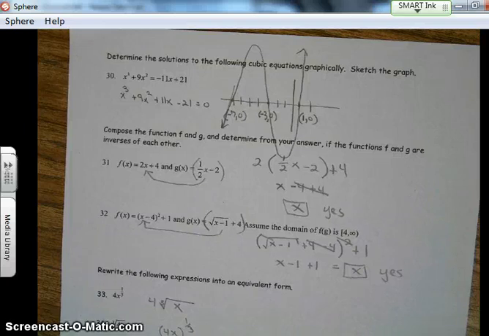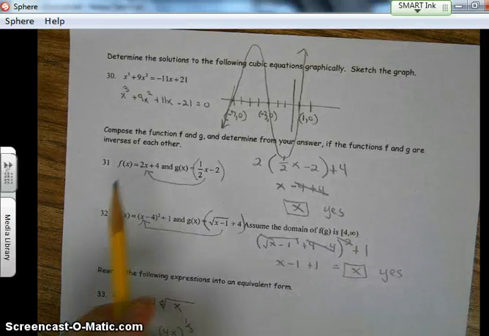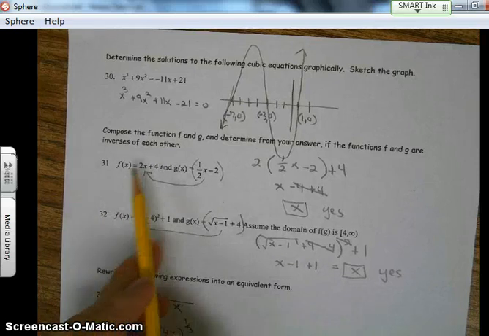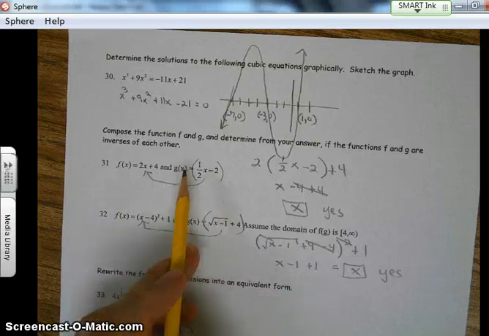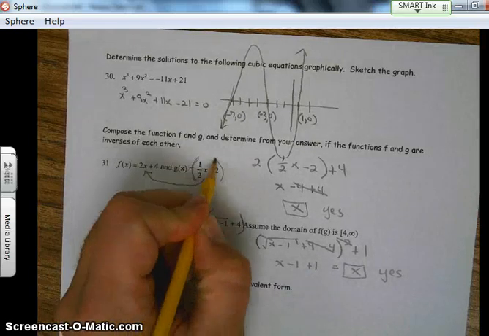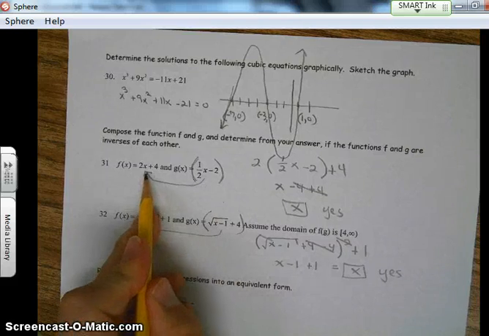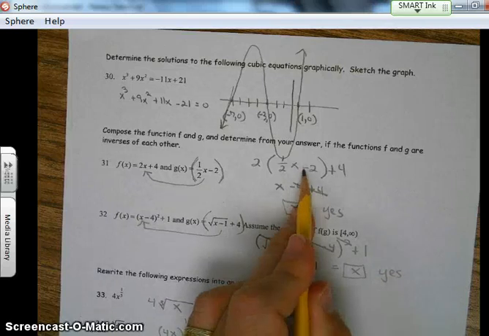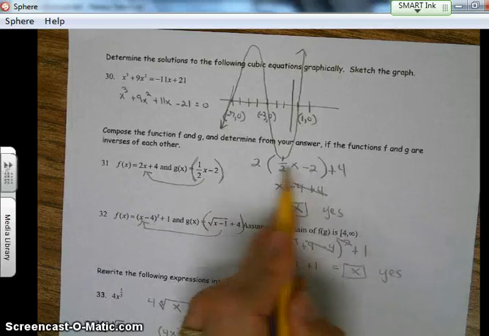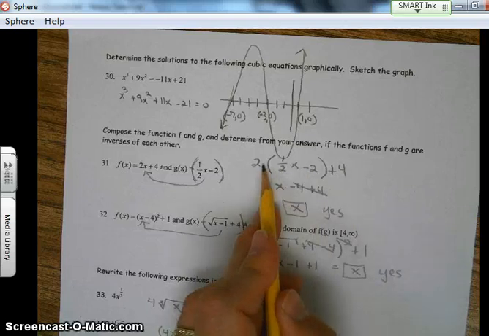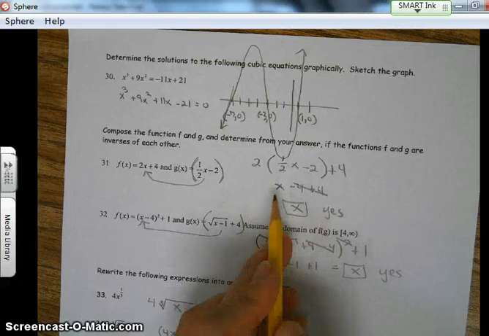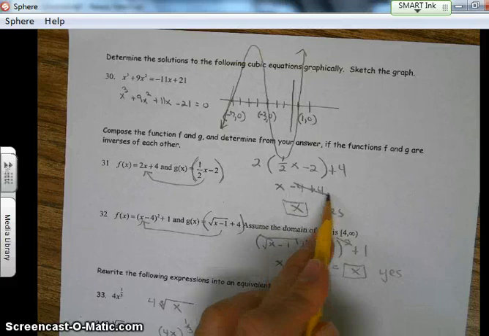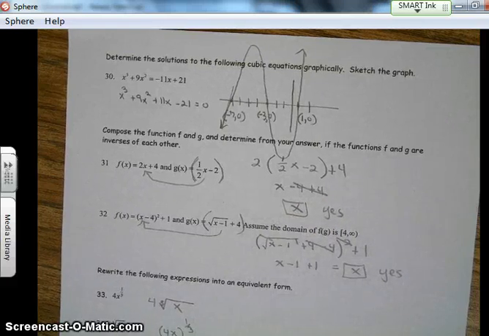So some people are still struggling with the composition of functions. So on 31 and 32, just like number 4 from yesterday, we want to determine if they're inverses of each other. So we take one of the functions and we plug it into the other function for x. So notice that x is now function g. And then I simplified this. 2 times 1/2 x is x, 2 times -2 is -4, and then the 4's cancel, leaving me with x.